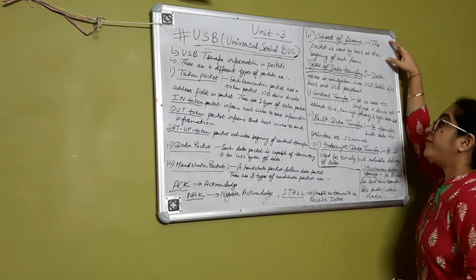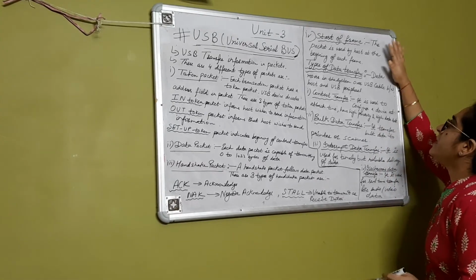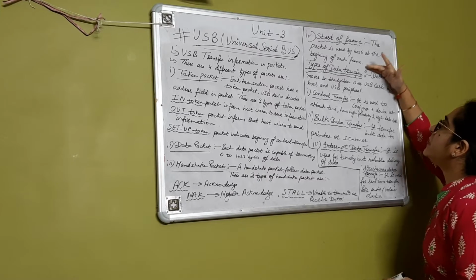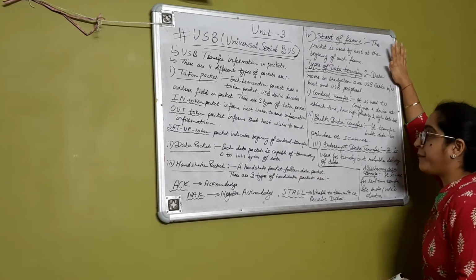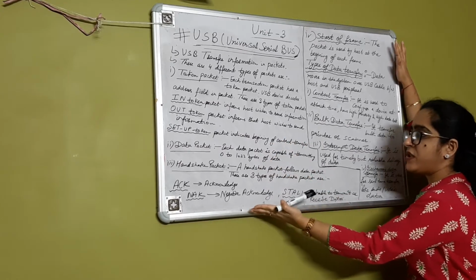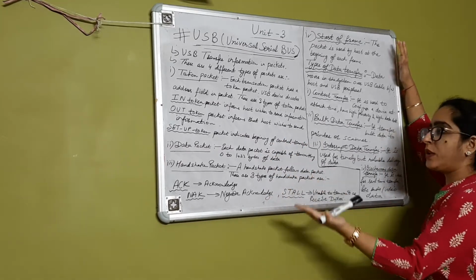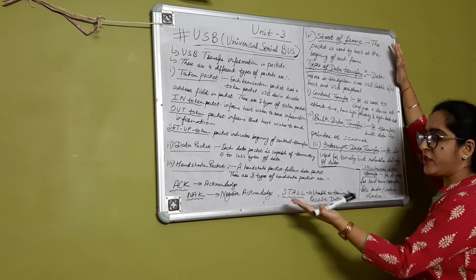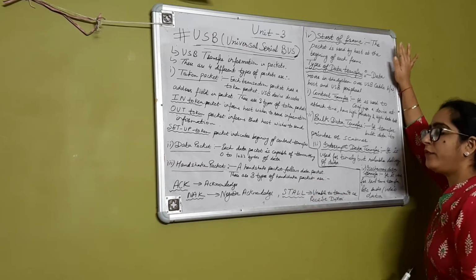Last is the start of frame. The start of frame packet is used by the host at the beginning of each frame. So in this way there are 4 types of packets being used: token packet, data packet, handshake packet, and the start of frame packet.